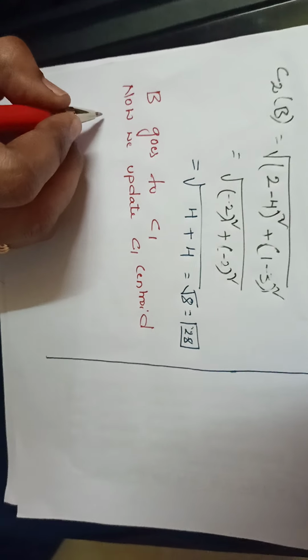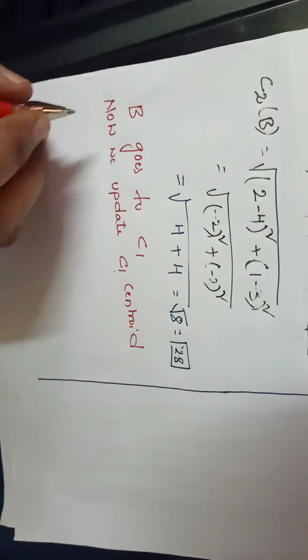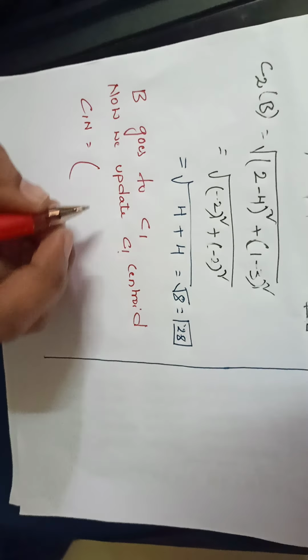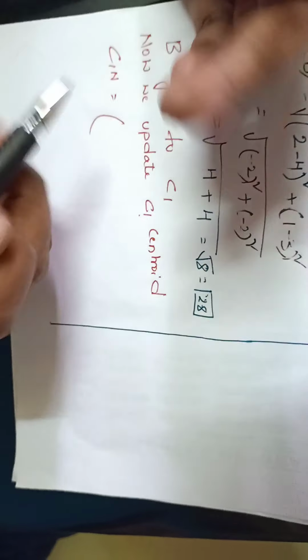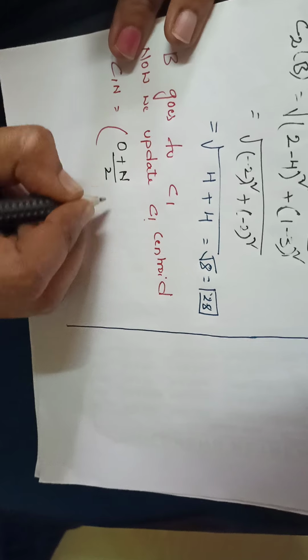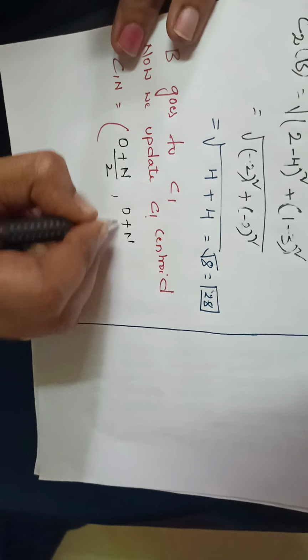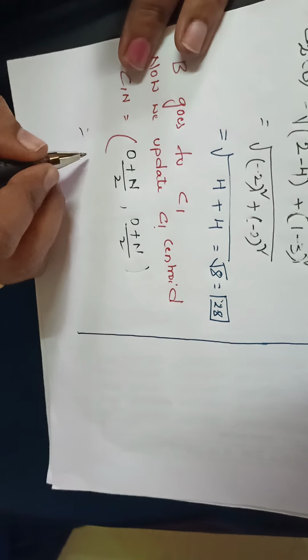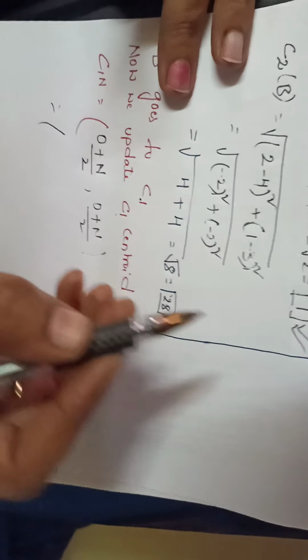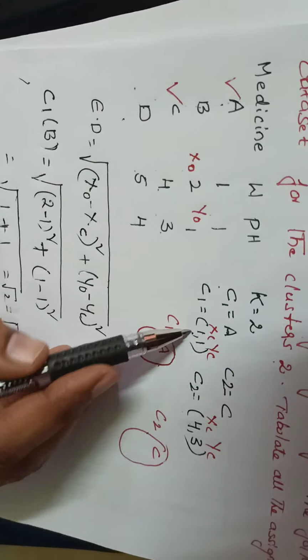How do we update the centroid values? That is old plus new by 2, comma, old plus new by 2, as you all know. What is the old value of C1? We have 1 and 1.